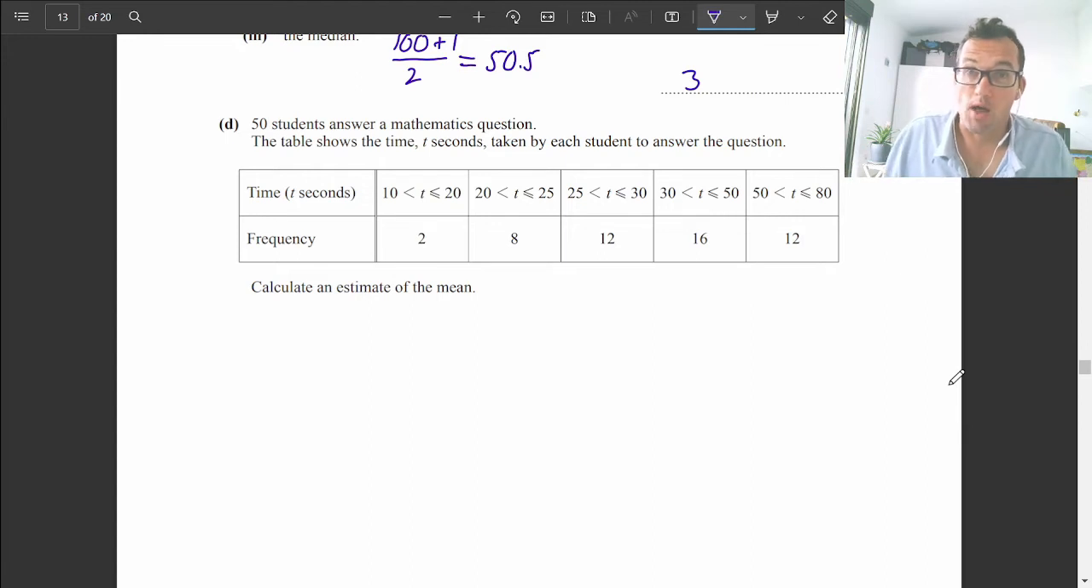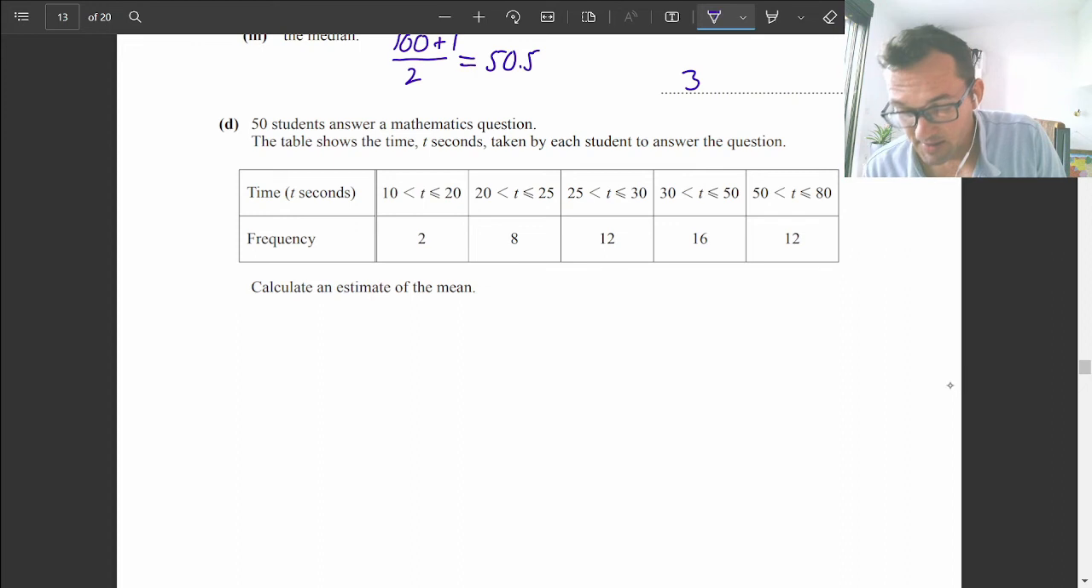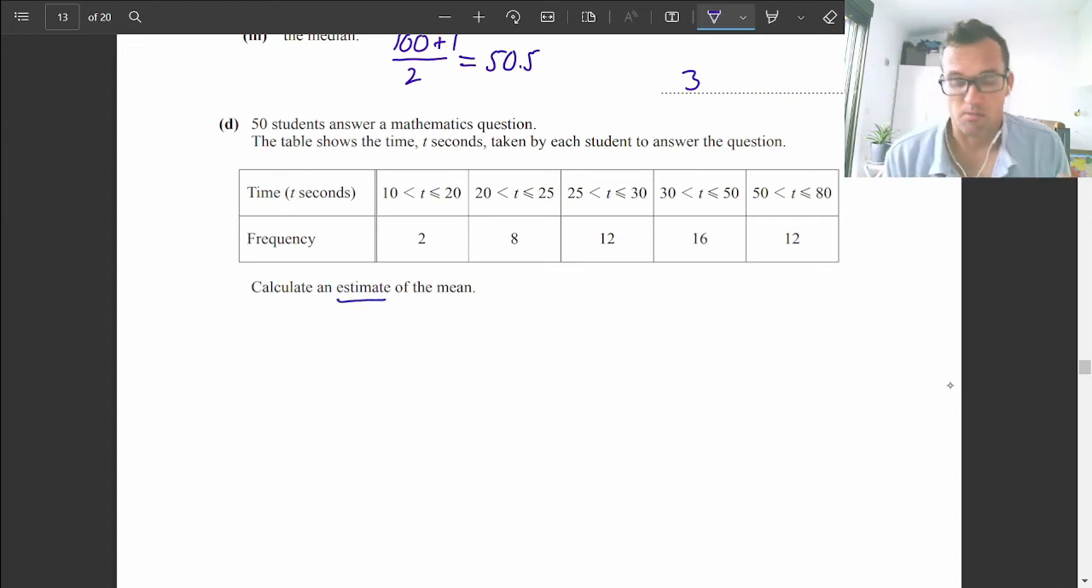Mean means we add it all up and divide by how many there is. So what is everything we need to add up? It's all the times of every student. Okay, it's an estimate because we don't know their exact times.